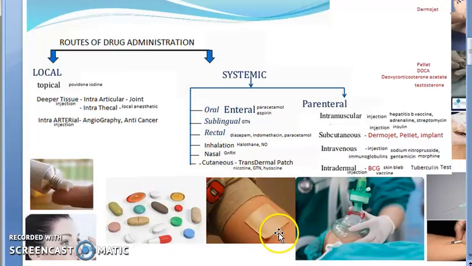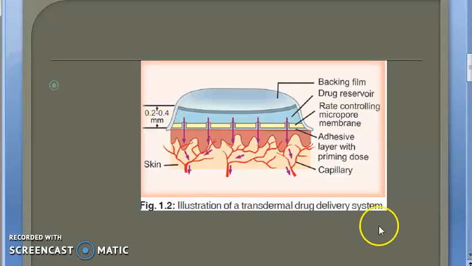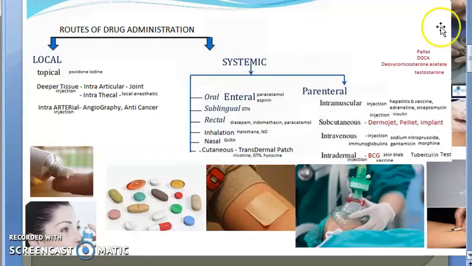Transdermal patch, very important for exam. You will have to draw this diagram and also give examples of the drugs, like hyoscine, nicotine, GTN, etc. Sublingual also important. Sublingual you will have to explain GTN, etc. Rectal also: diazepam, indomethacin, paracetamol. Oops, so much, right? Okay guys, I think let's wind up this video.